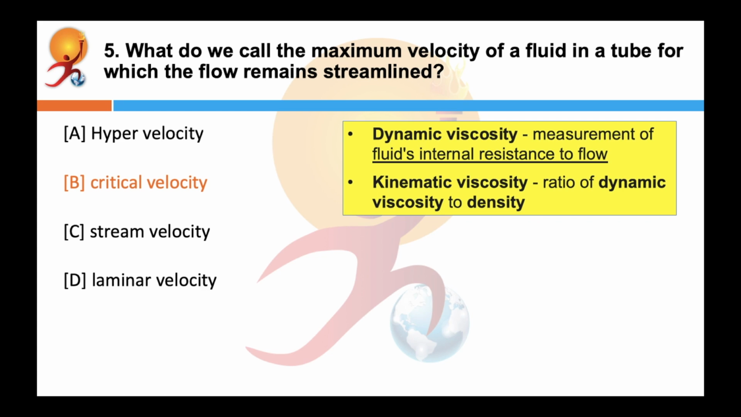Then there is something called laminar flow, not a velocity. Some of the common applications of laminar flow would be the smooth flow of viscous liquid through a tube or a pipe.